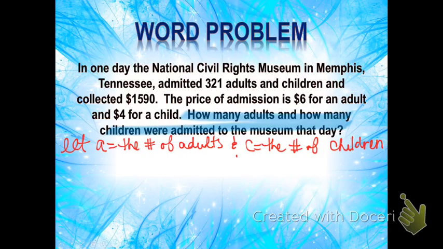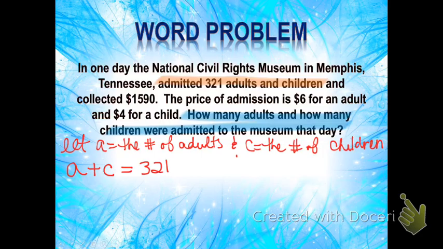Next, we'll go back and reread the problem. Since we have two variables, the number of adults and the number of children, we're going to need two equations. So here it says that the museum admitted 321 adults and children. So that means the number of adults and the number of children together had a total of 321 people admitted to the museum. The way I would write that as an equation would be the number of adults plus the number of children equals the total number of tickets sold, which is 321. So A plus C equals 321.